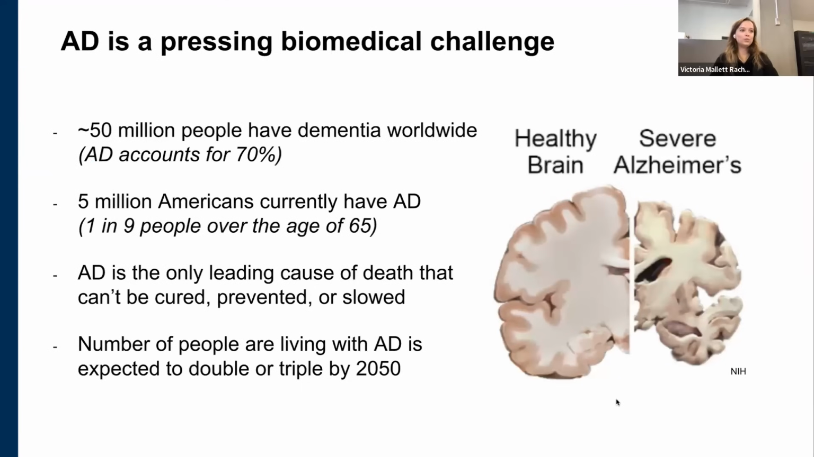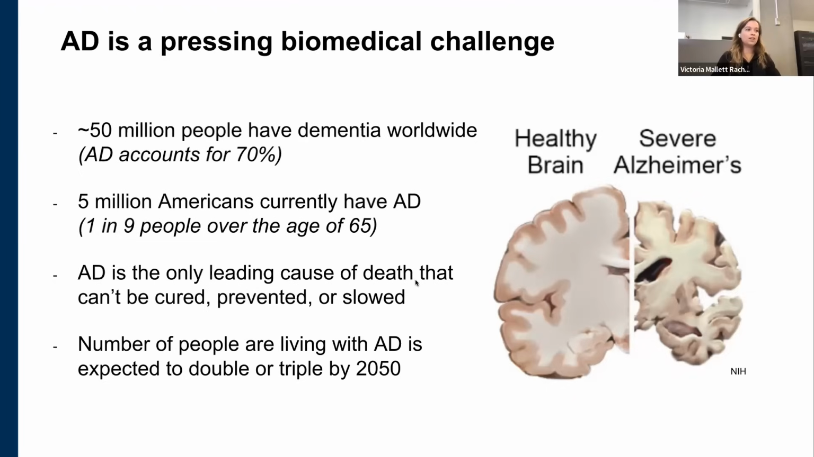So just to motivate the project a little bit, probably preaching to the choir in this audience, but as our general population continues to be more aged, Alzheimer's disease and understanding its cause is an increasingly pressing biomedical challenge. There's 50 million people worldwide with dementia, and Alzheimer's disease is the most prevalent form of dementia. In the United States, this comes down to 1 in 9 people over the age of 65. And it's the only leading cause of death that can't be cured, prevented, or slowed.